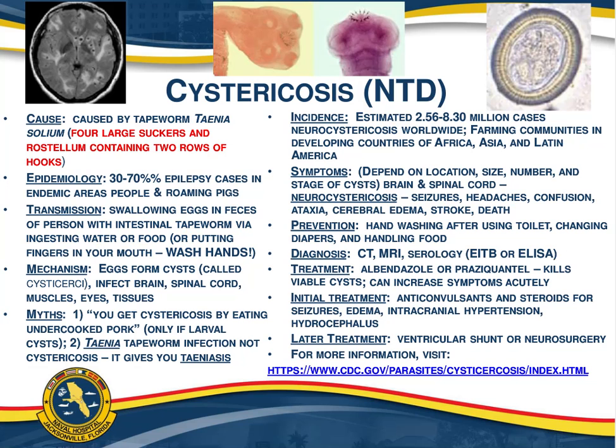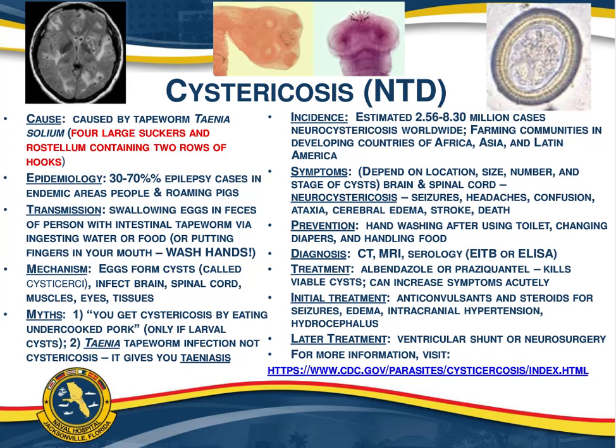You can have the tapeworm infection and be fairly asymptomatic, and that's called taeniasis. If the tapeworm gets in there and the cysts affect your tissues, then that's cysticercosis. Very, very common. 2.56 to 8.3 million cases a year. Africa, Asia, Latin America.